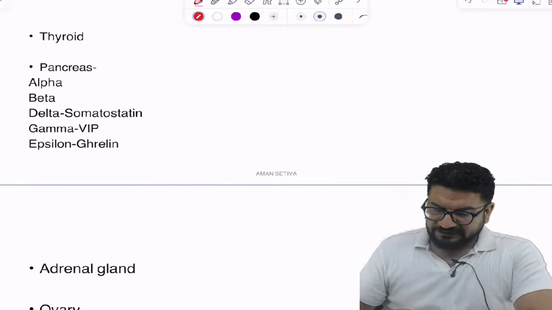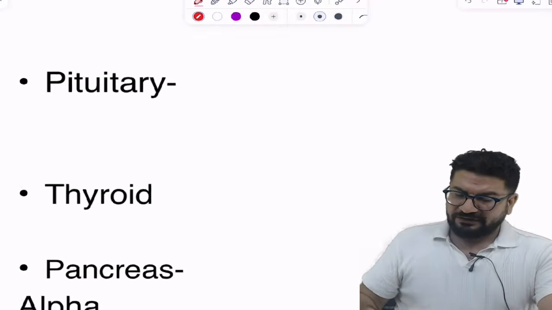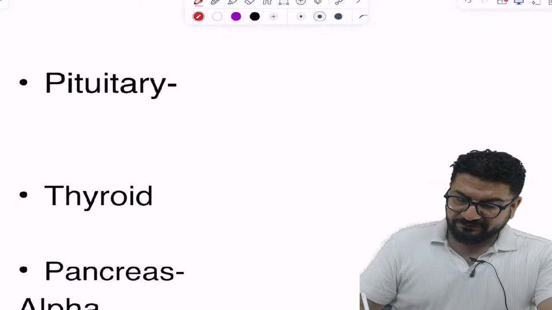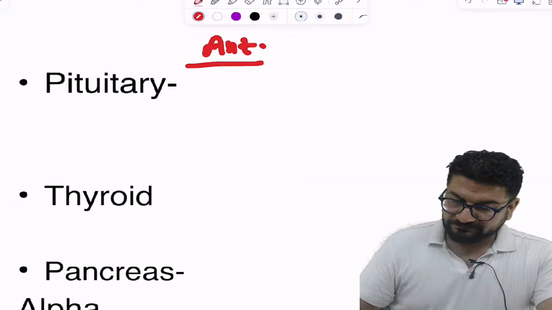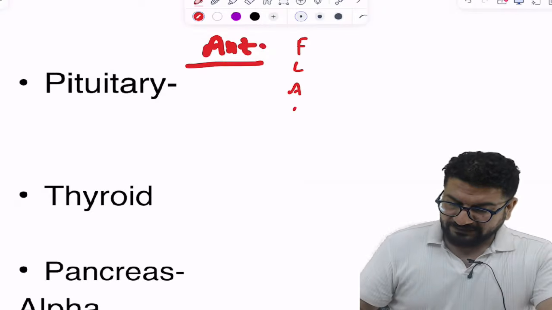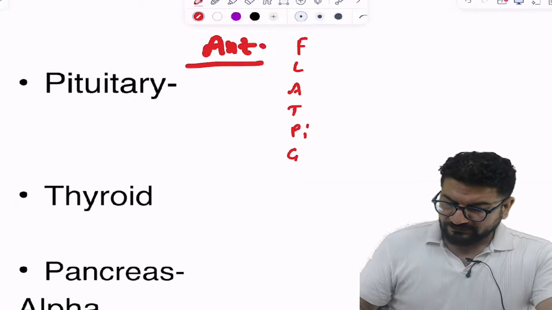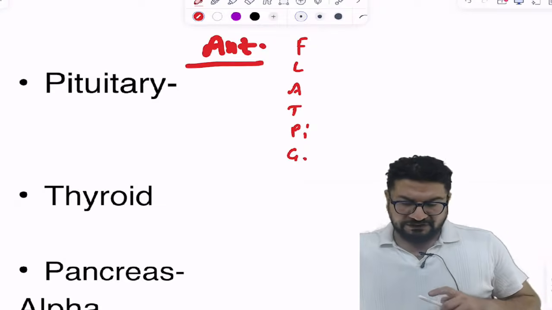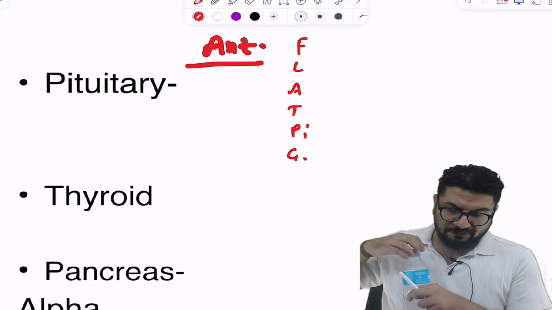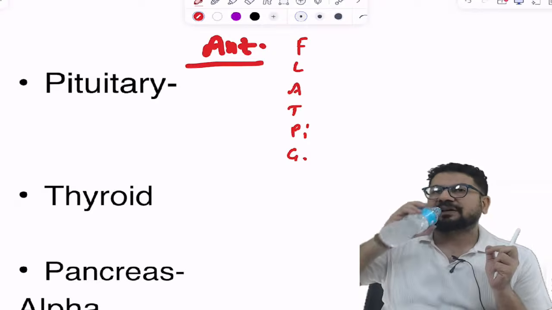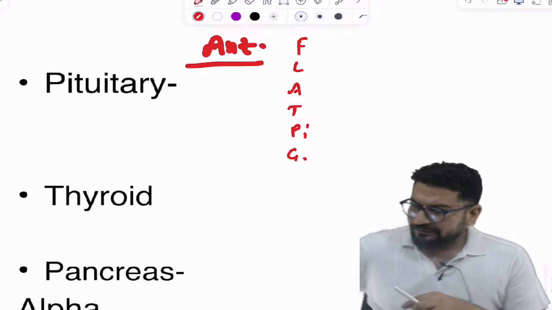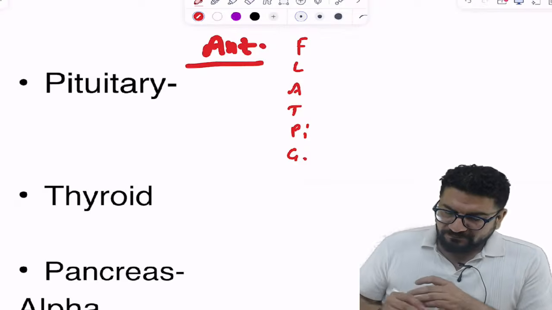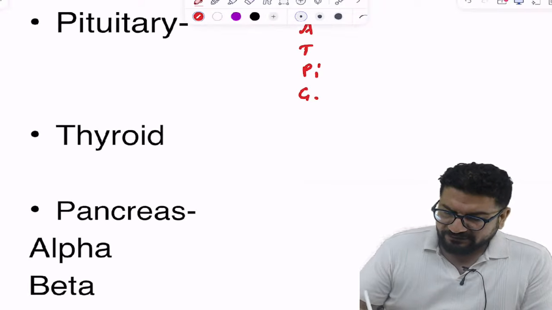Now what they ask you is which hormones are released from different endocrine glands. So starting first with the pituitary. From the anterior we have FLAT PIG. What is FLAT PIG? FSH, LH, ACTH, TSH, prolactin, growth hormone, FLAT PIG. Now coming to thyroid. The thyroid gland will release T3, T4 and calcitonin.